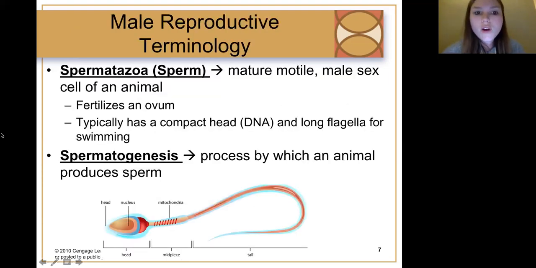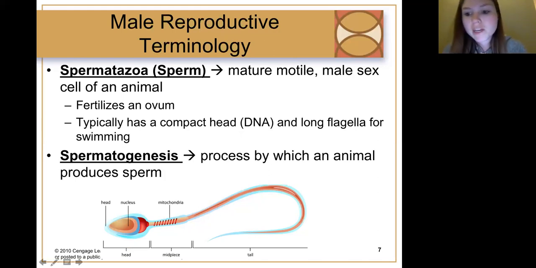So for male reproductive terminology, I already mentioned the spermatozoa, or just sperm is what we'll just say for the purpose of this class. So those are the mature motile. Motile just means that they have the ability to move. Male sex cells of an animal, and they will fertilize an ovum, which is just the term for an egg. So they typically have a compact head, which contains the DNA, and long flagella for movement, because they have to swim, obviously, to get to their destination.